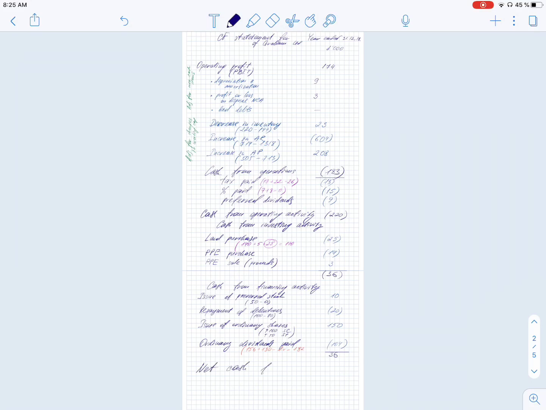Net cash for the year. We have to sum up three subtotals. The first one is cash from operating activities, 220 with a minus sign. The second is cash from investing activity, negative, also 36. And the last one is cash from financing activity, 36 with a positive sign. Net cash for the year, which should appear here, is 220 with a minus sign, the negative amount. So the total cash decreased during the year by that amount.